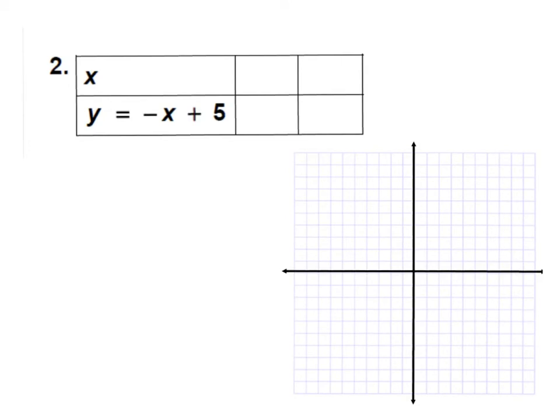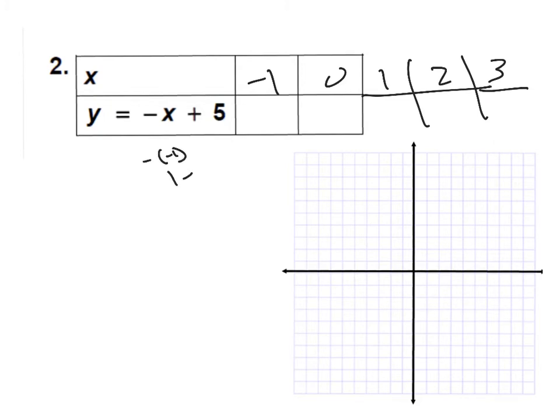You can do this one. Again, I would recommend using 5 numbers. Plug it in. Again, a negative. Negative 1 is going to be a positive 1 plus 5 is 6. 0 plus 5 is 5. I'm thinking you can kind of see negative 1 plus 5 gives me 4, 3, 2.